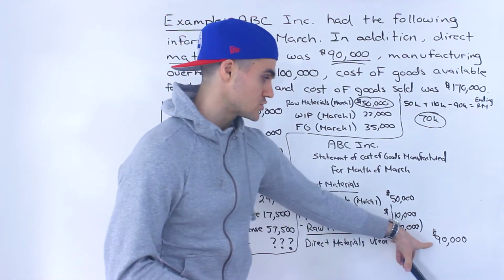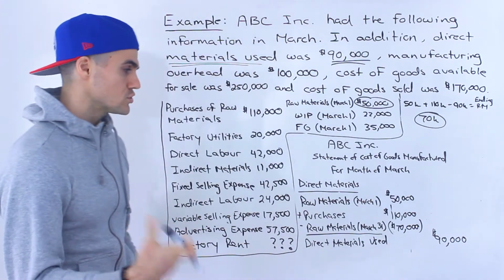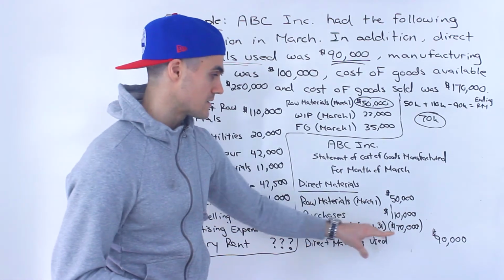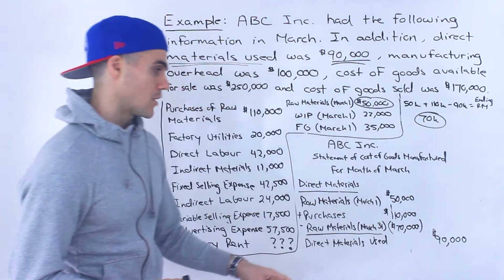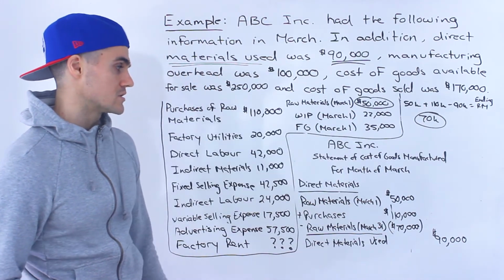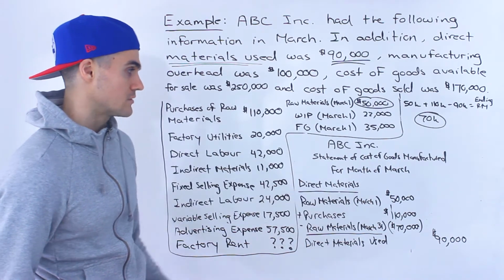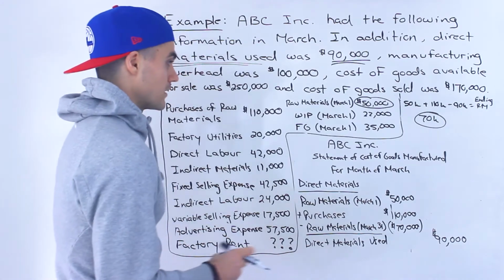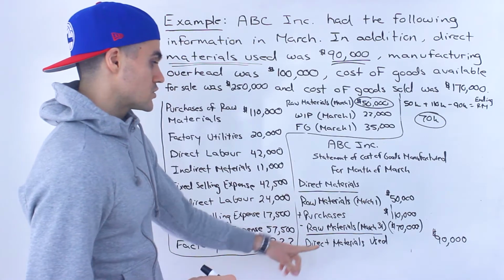The direct materials used was already given. Usually we're solving for that. Usually we're given these other three figures, but in this case, we had to solve for the ending raw materials to sort of complete this section of the statement of cost of goods manufactured. So we got the direct materials used.